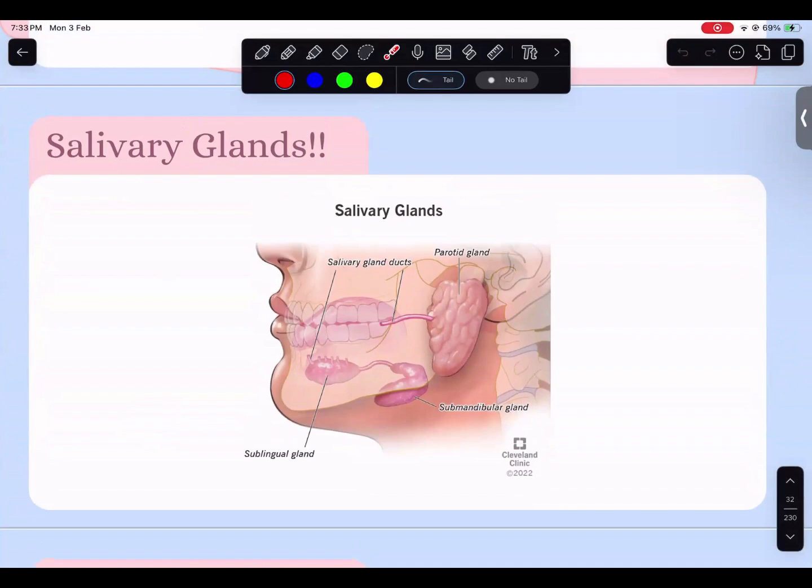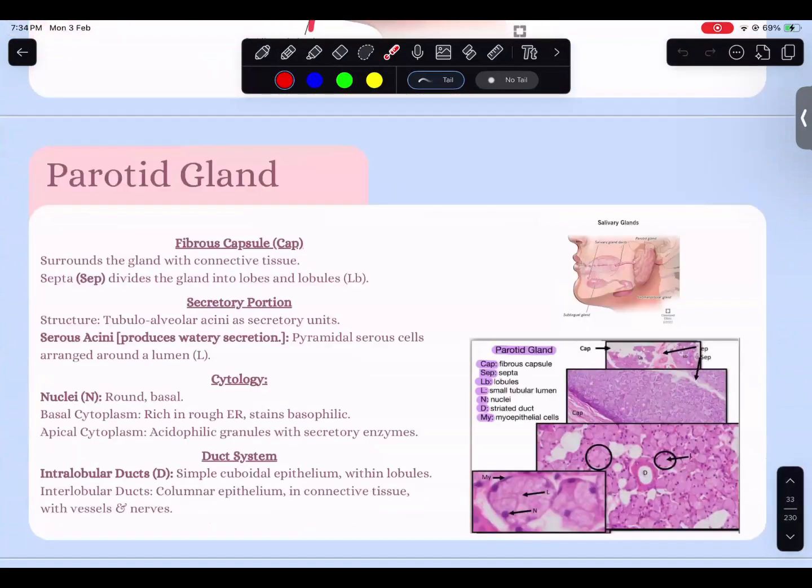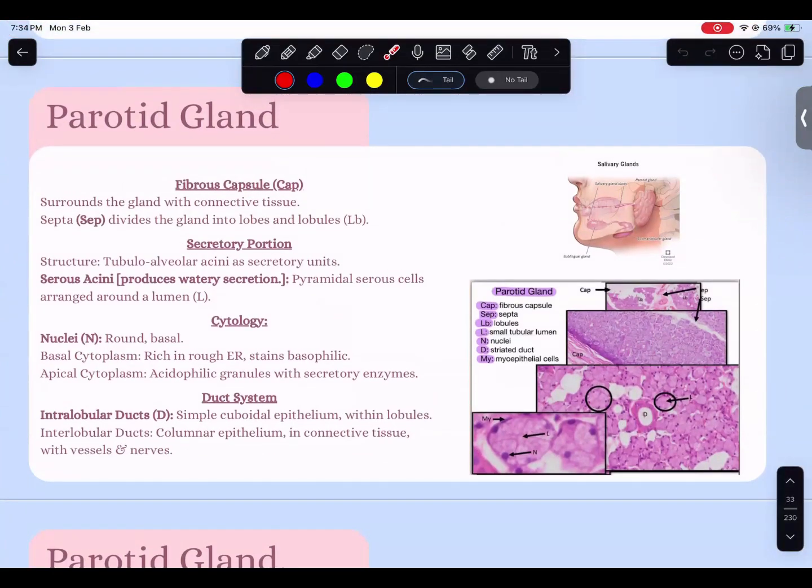Okay, so we're gonna start with the glands. We have 3 salivary glands that we're gonna talk about. We have the sublingual, submandibular, as well as the parotid gland, okay? So this is the sublingual, it's right below your tongue. You have the submandibular, it's around the mandible bone, and then you have the parotid gland. Okay, we're gonna start with the parotid gland.